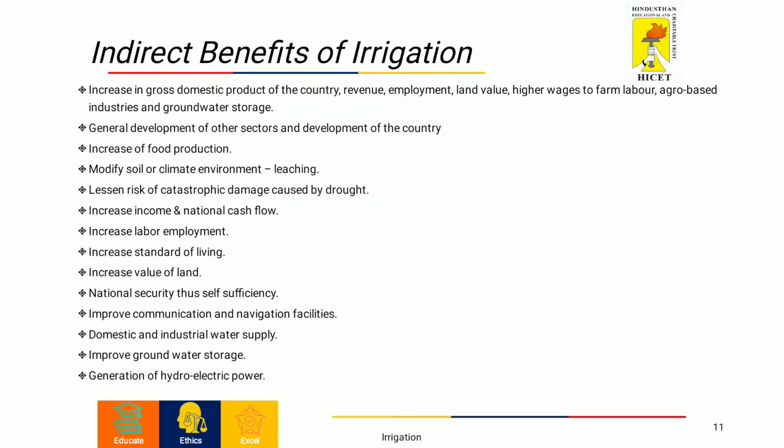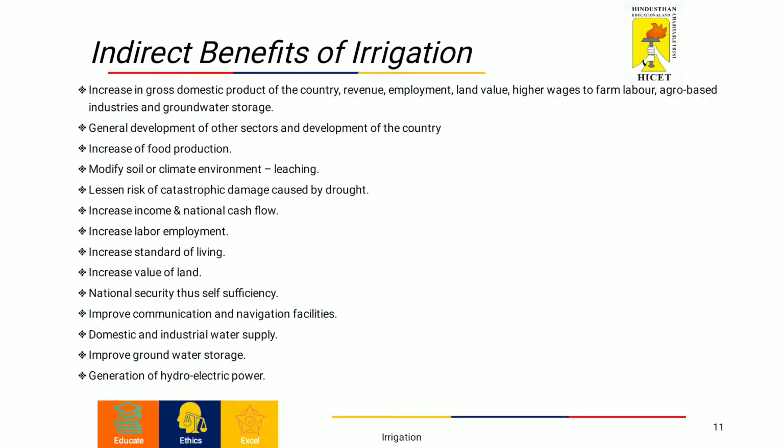It increases the gross domestic product of our country, increases the revenue, increases the employable opportunities, land value, higher wages to farm laborers, etc. General development of other sectors and development of the country which depend upon agricultural produce as a primary raw material. It increases the food production, yes, and modifies the soil or climatic condition. It reduces the catastrophic damage caused by drought. It increases the income and the national cash flow by increasing the agricultural productivity and the employable opportunity.